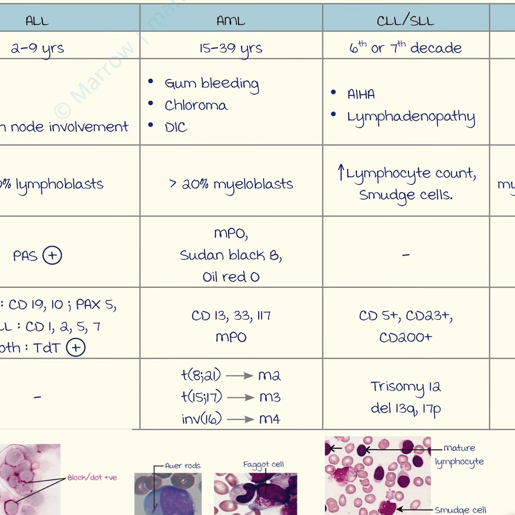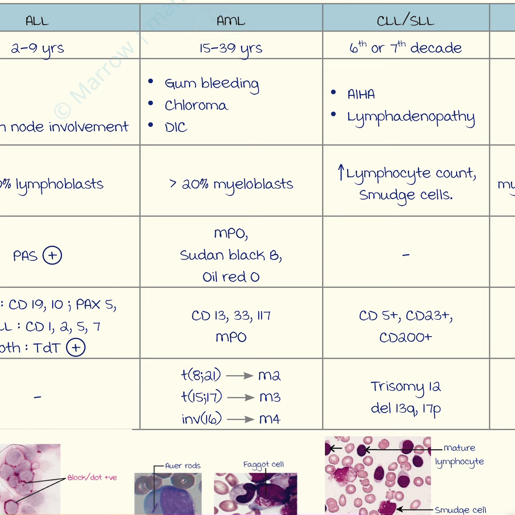Now we will talk about AML. AML has an age group of 15 to 39 years. AML is the myeloblast, and the blast cells are more than 20%. These present as acute.